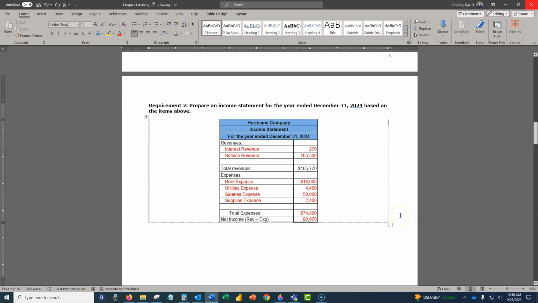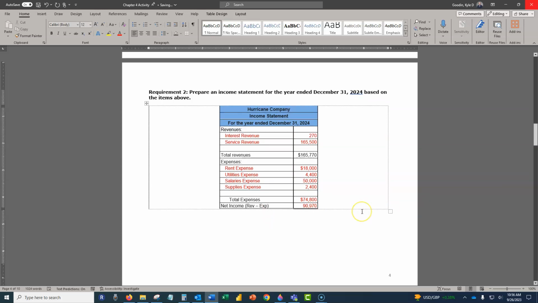Some of you, I think, may be overcomplicating this. Really, it is just, what are our revenues? What are our expenses? Do we have net income or a net loss?